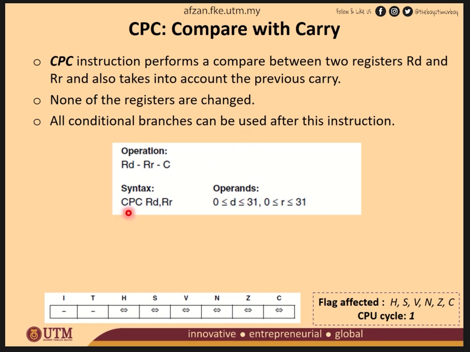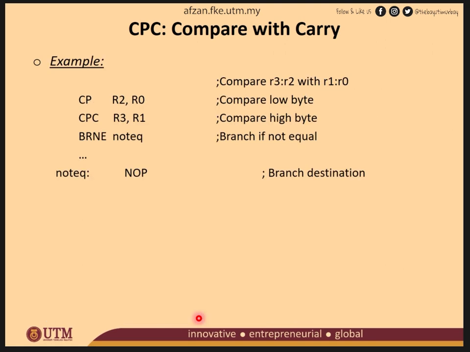So this is CPC RD RR. This is the syntax here, and this is the operation: RD minus RR minus C, and none of the RD and RR values are changed. Only after you execute this instruction CPC, the flags in your status register will be updated or will change accordingly. So let's look at this example here.